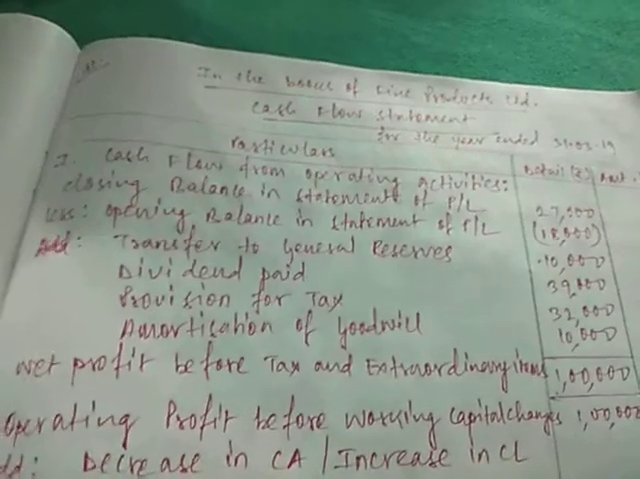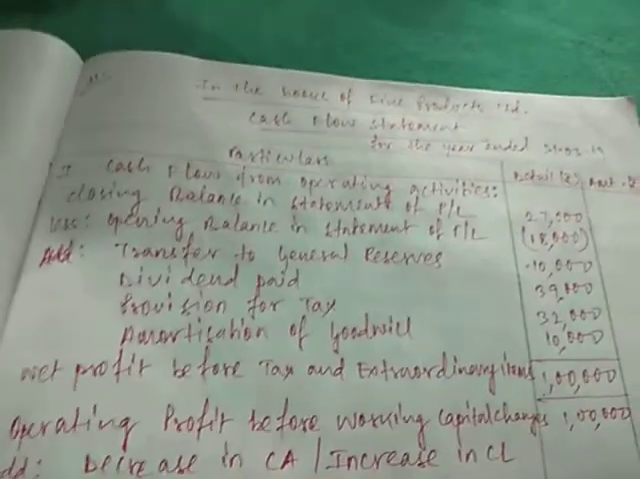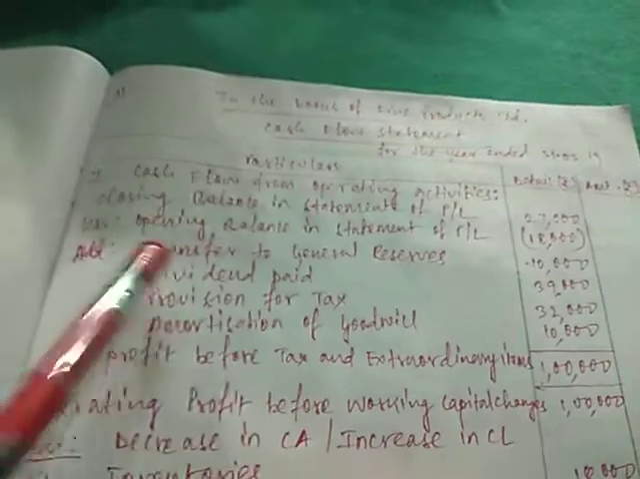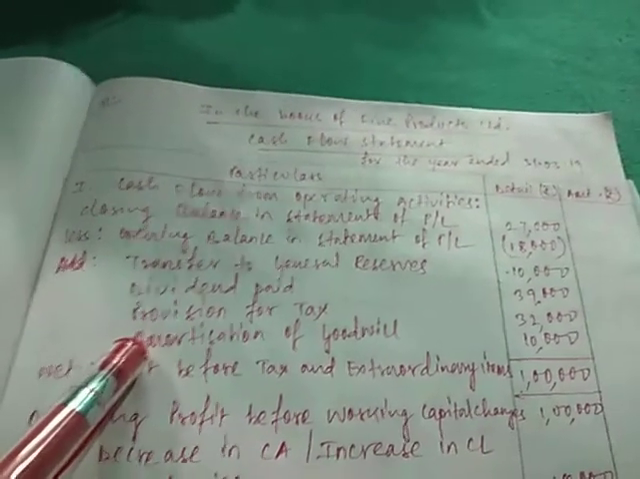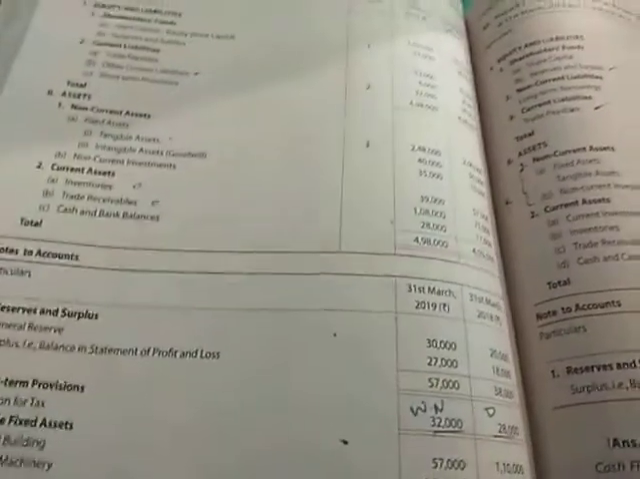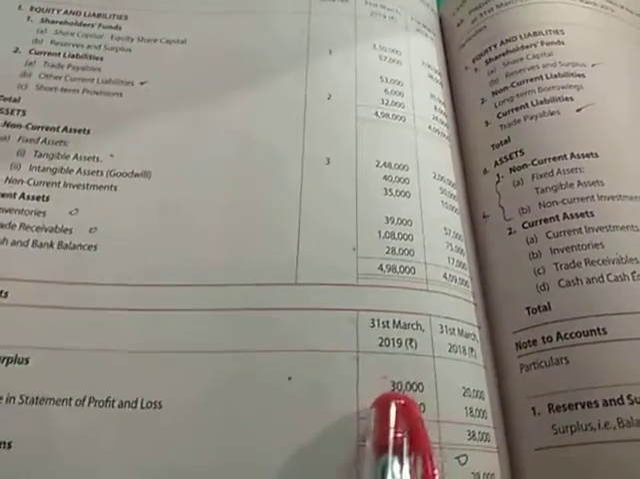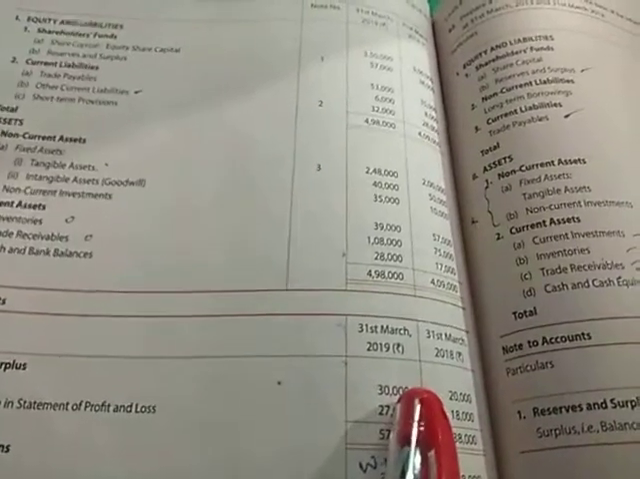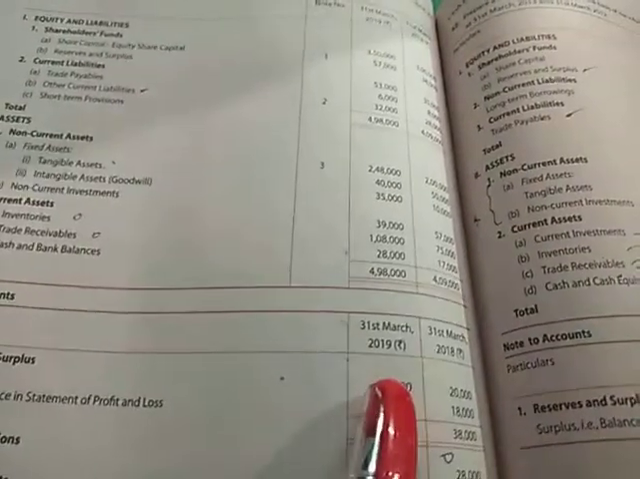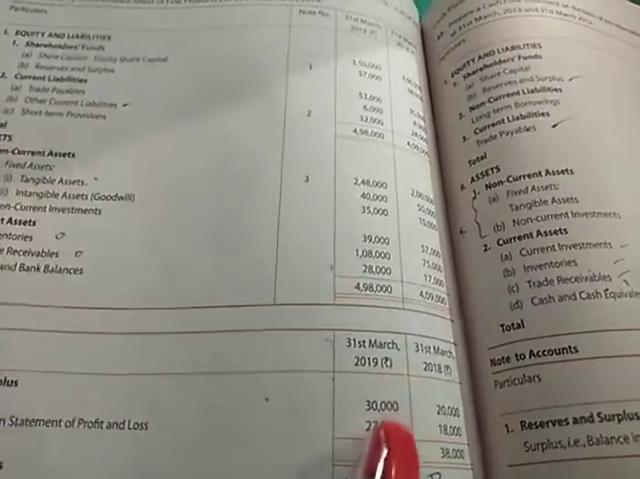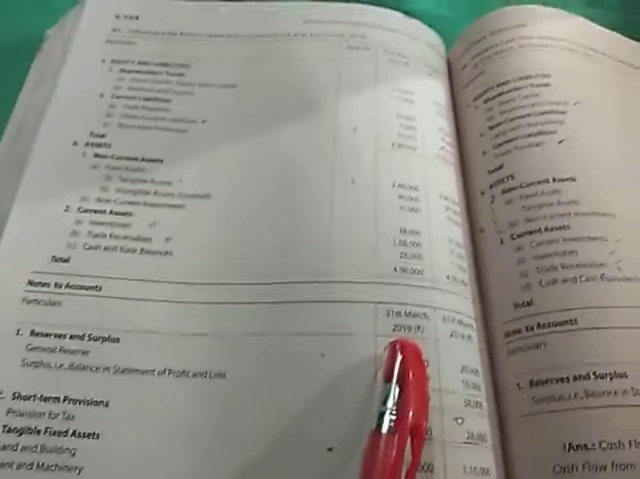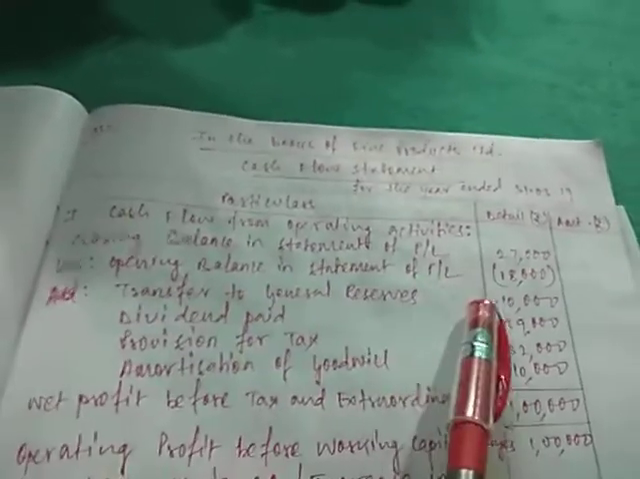Next, all the extraordinary items will be added here. The extraordinary expenses like transfer to general reserve, dividend paid, provision for tax, amortization of goodwill, these things will be added up here. Here we can see general reserve. This is 20,000 on 31st March 18, 30,000 on 31st March 19. So from 20,000 to 30,000 it has increased, means there has been a transfer of amount to general reserve. From 20 to 30, that means the difference of 10,000. 10,000 rupees have been transferred to general reserve. So transfer to general reserve will add here 10,000.